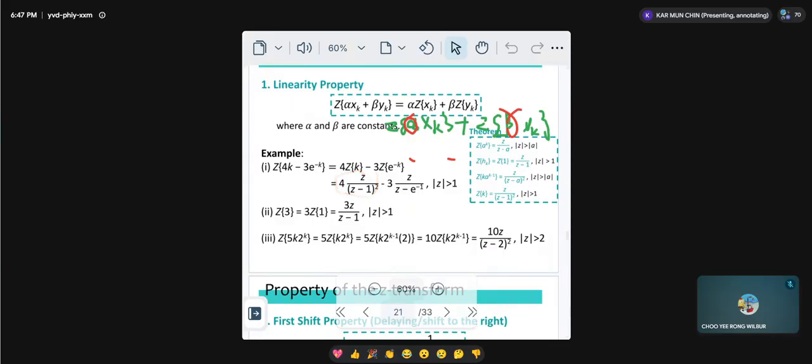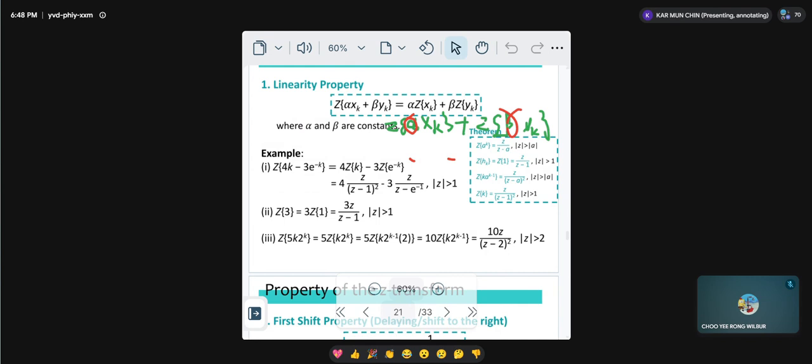Then you solve the first part. The second part will be exponential to the power of negative k. So it looks something like this, right? In this case, your a is e. Your a for this term is e. So it will be Z over Z minus e to the power of negative 1.